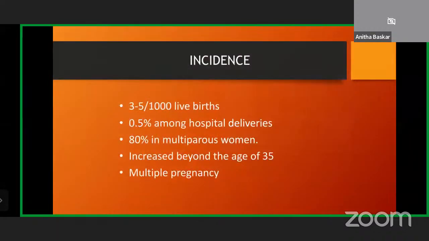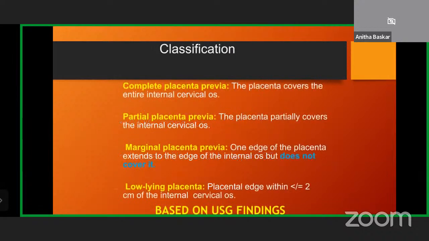If you see the incidence, nowadays the incidence of placenta previa is increasing due to the increased rate of cesarean section and any previous uterine manipulations. The incidence increases to 3 to 5 per 1,000 live births and 0.5% among hospital deliveries. It is more common in multiparous women, increases beyond the age of 35, and in multiple pregnancy, where the placental volume is increased.